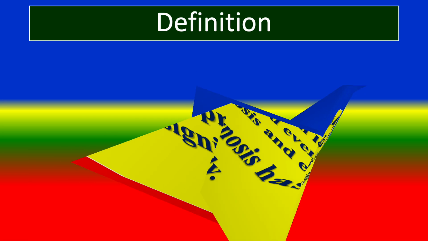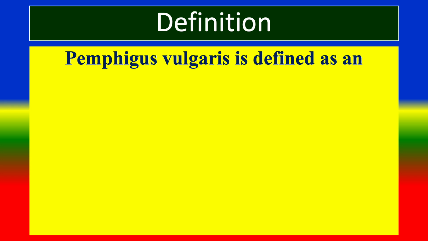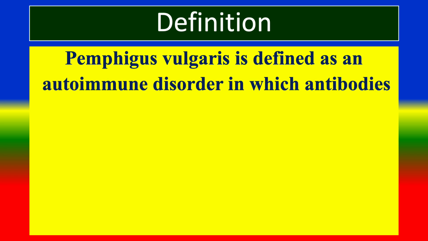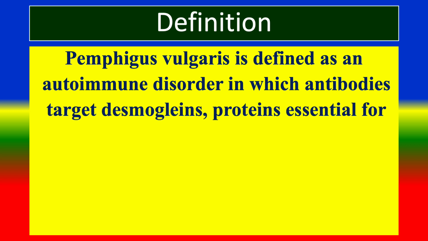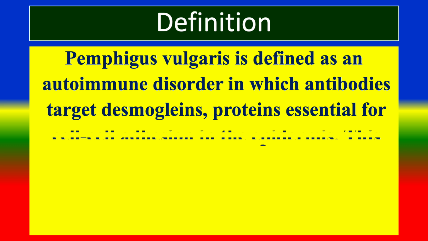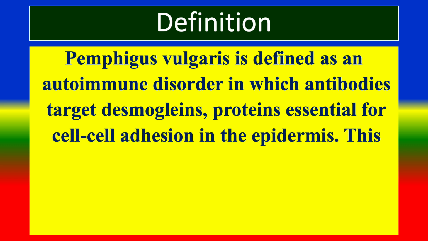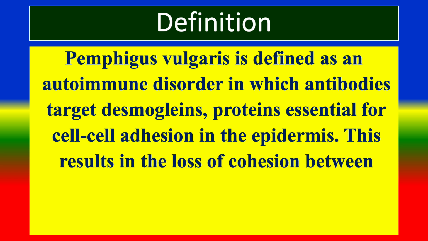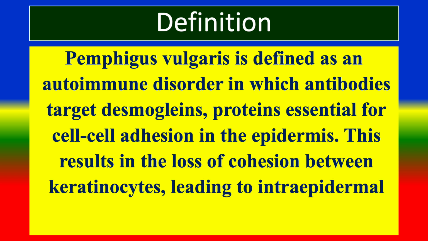Definition: Pemphigus vulgaris is defined as an autoimmune disorder in which antibodies target desmoglein proteins essential for cell to cell adhesion in the epidermis. This results in the loss of cohesion between keratinocytes, leading to intraepidermal blisters.